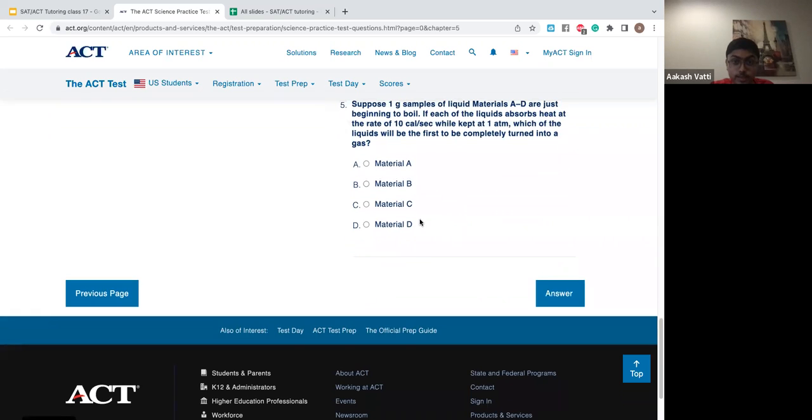All right, question 5. Suppose 1 gram samples of liquid materials A through D are just beginning to boil. If each of the liquids absorbs heat at the rate of 10 cal per second while kept at 1 atm, which of the liquids will be the first to be completely turned into a gas? I'll give you guys a minute to do this. Again, just put your answer in the chat after you get it.